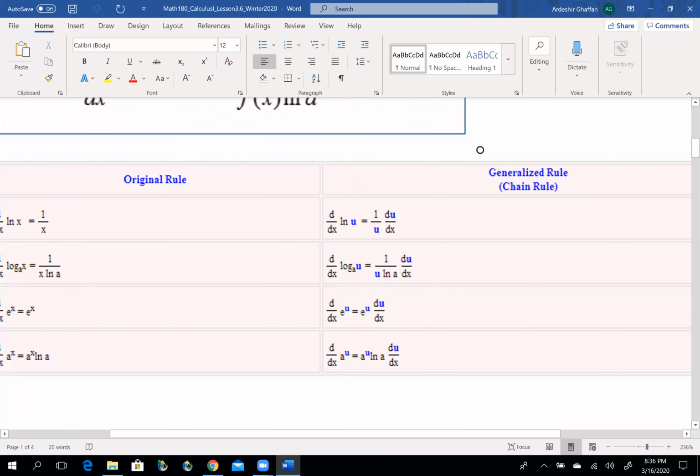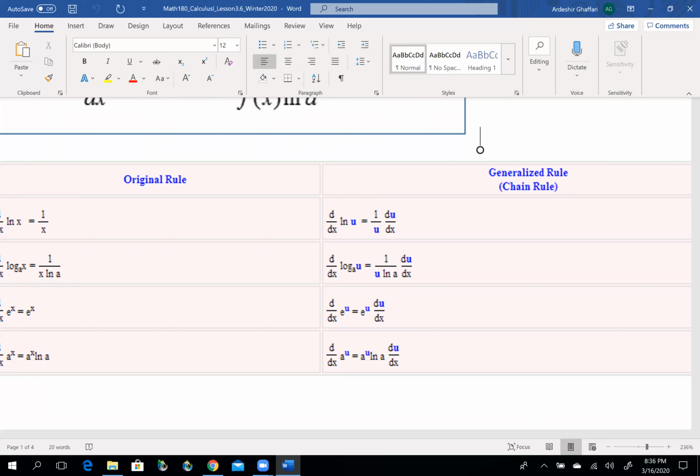And then the right-hand side, the generalized rule for the chain rule. So the derivative with respect to x of natural log of u is going to be 1 over u, and then I'm going to take a derivative of u, that is du dx. That means the derivative of function u with respect to x.